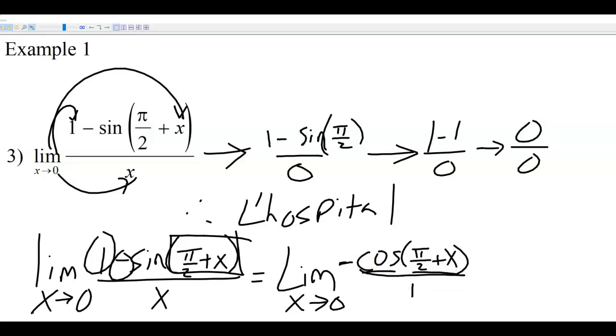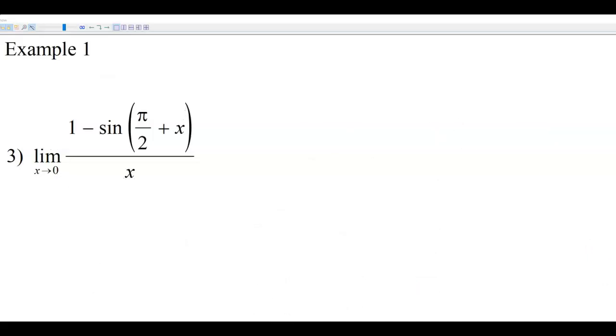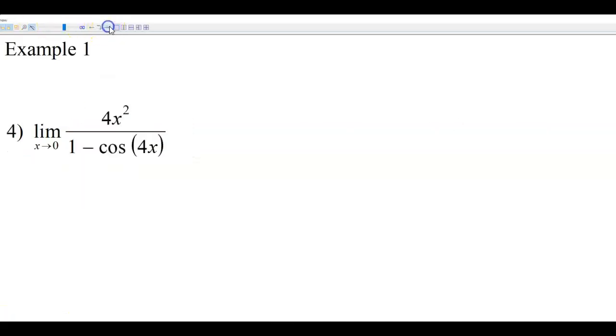And then we go ahead and do direct sub again. And this time we don't have to worry about not putting equal signs because we have a 1 on the bottom. So if you plug in 0, you're going to be left with cosine of pi over 2, which is 0. And so once again, we end up with just 0 as a final answer. All right, let's go ahead and do one more example before we call it practice.